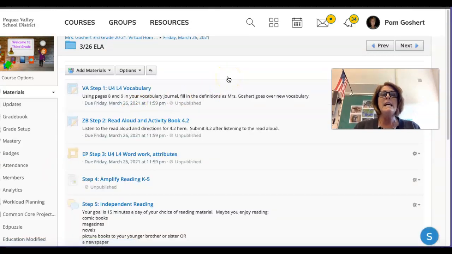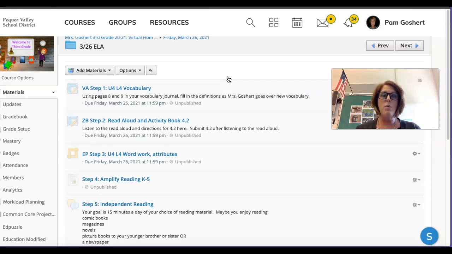For ELA, today we're working on starting lesson 4. So you're going to do your vocabulary in your vocab journal. You will have a read aloud activity and activity book page 4.2. You might want to hold off on doing this until after we do our morning meet or afternoon meet, only because this read aloud will follow up the read aloud we do at our session.